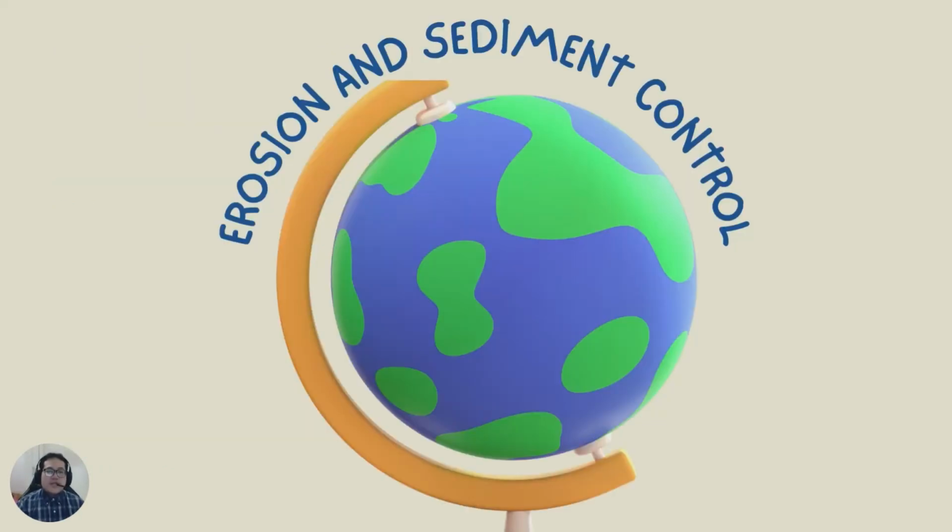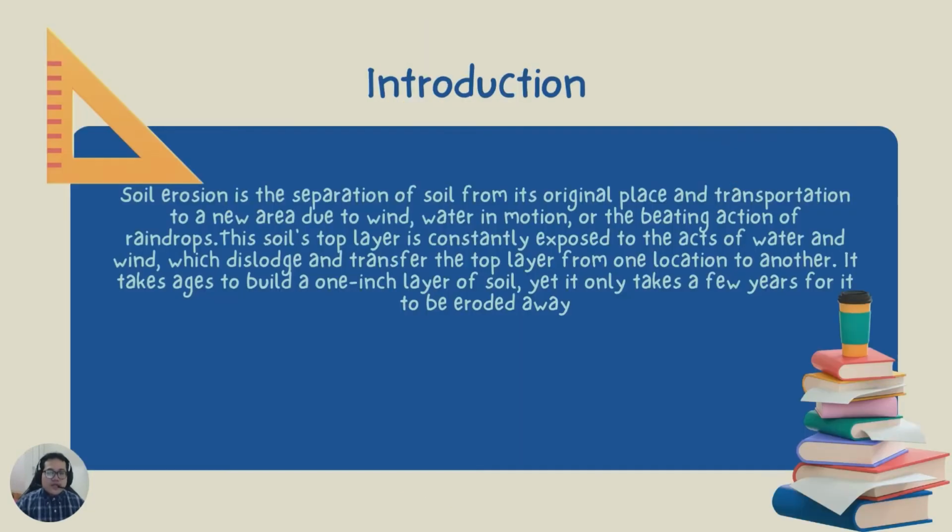So the next part is the erosion and sediment control. As an introduction, soil erosion is the separation of soil from its original place and transportation to a new area due to wind, water in motion, or the beating action of raindrops. This soil top layer is constantly exposed to the acts of water and wind, which dislodge and transfer the top layer from one location to another. It takes ages to build a 1-inch layer of soil, yet it only takes a few years for it to be eroded away.